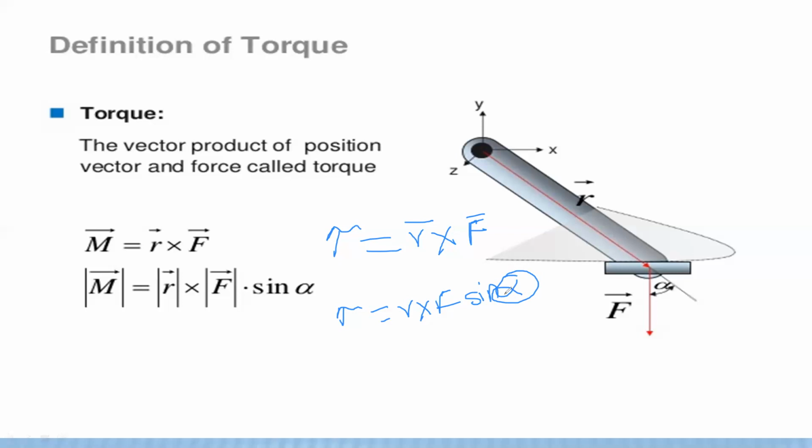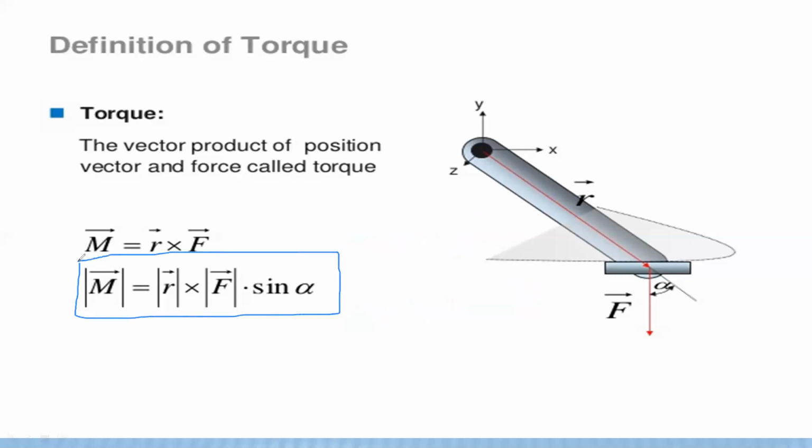R is the radius of the curve, and F is the force. The alpha is the angle between the force and the lever arm. T is the torque. Okay, so it is just the minimum formula of the torque calculation. The torque is also denoted by the magnitude, and is equal to resultant R into F sine alpha.